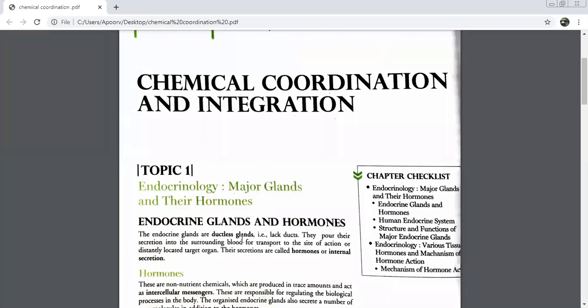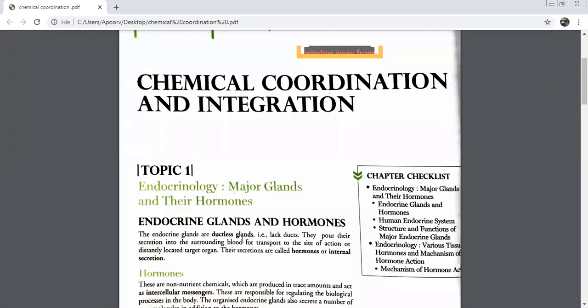Why do you think hormones are called internal secretion? Why are hormones called internal secretions? Because they are internally transported from one place to another. Yes, they are produced inside the body, in the internal organs of the body. That is why we call them internal secretions. The first paragraph has nothing much important.